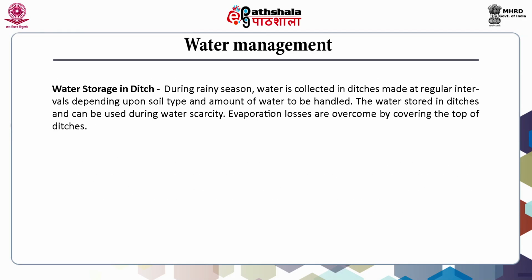Then water storage in ditch. During rainy season, water is collected in ditches made at regular intervals depending on soil type and amount of water to be handled. The water stored in ditches can be used during water scarcity. Evaporation losses are overcome by covering the top of the ditches.